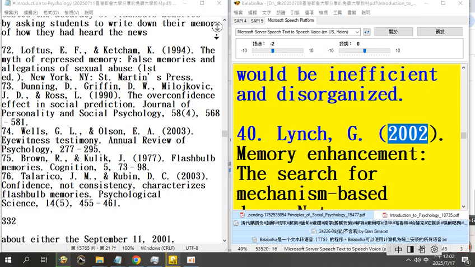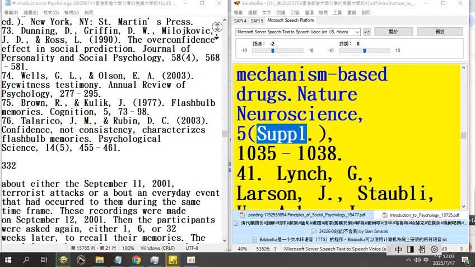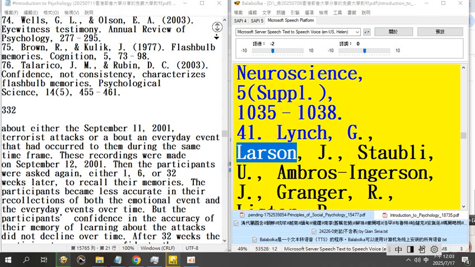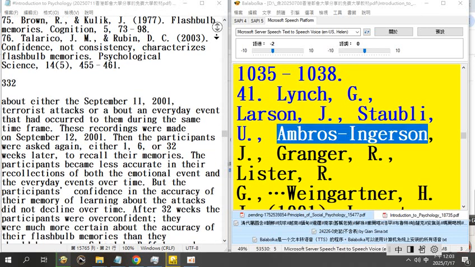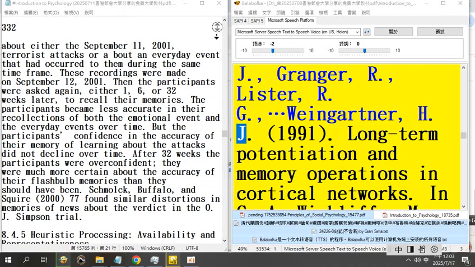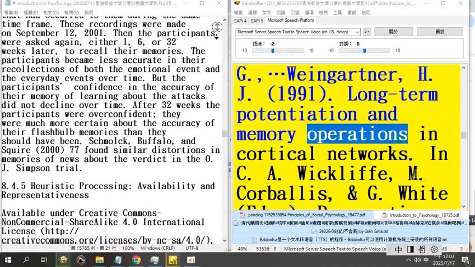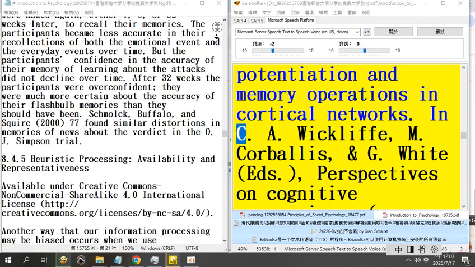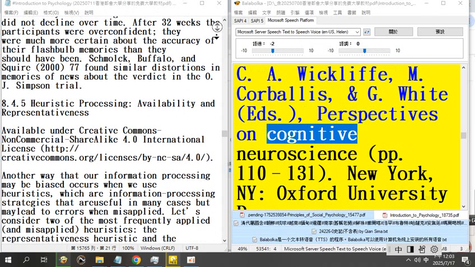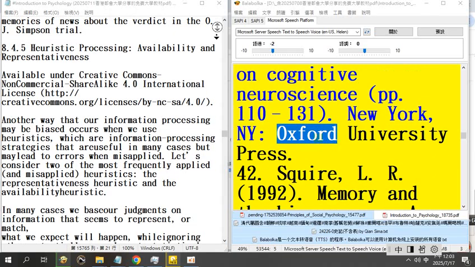2002. Memory Enhancement, The Search for Mechanism-Based Drugs. Nature Neuroscience, 5, Suppl. 1035-1038. 41. Lynch, G., Larson, J., Staubli, U., Ambros-Ingerson, J., Granger, R., Lister, R.G., Weingartner, H.J. 1991. Long-term potentiation and memory operations in cortical networks. In C. A. Wickliffe, M. Corballis, and G. White, eds. Perspectives on Cognitive Neuroscience, pages 110-131. New York, New York, Oxford University Press.